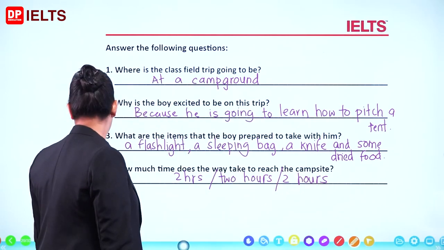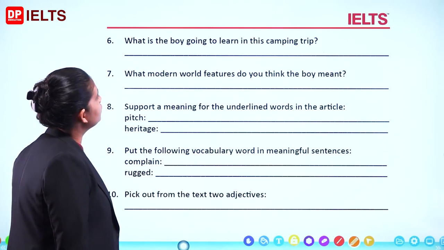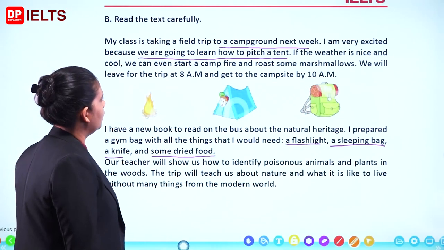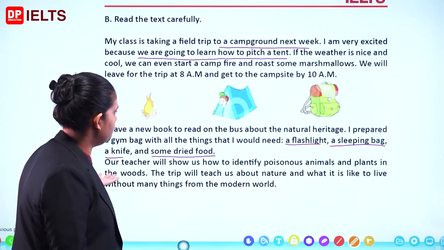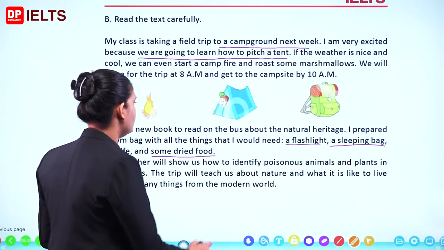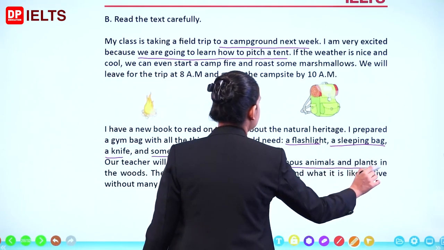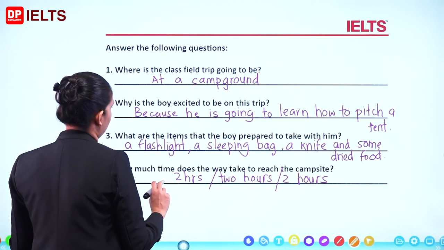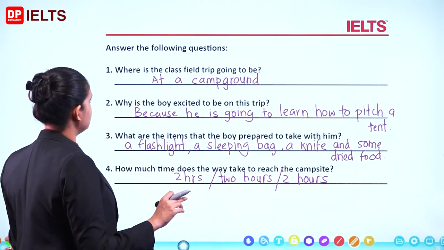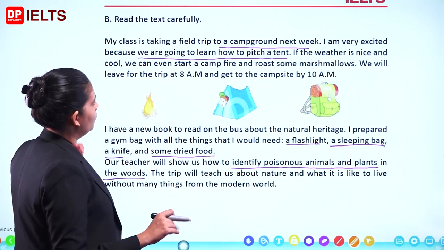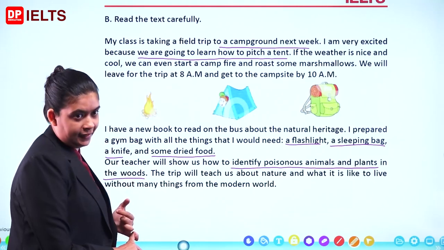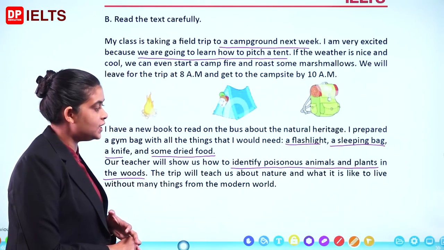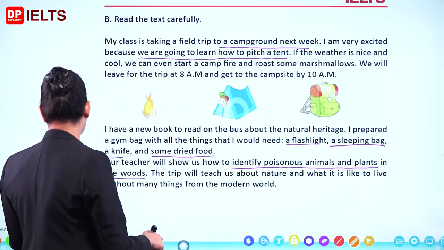Okay, so what is the boy going to learn in this camping trip? Right, so he's obviously going to learn how to pitch a tent and how to identify poisonous animals and plants in the woods. Okay, so he's going to learn 2 things. One is how to pitch a tent, and that is why he was excited, and also to identify poisonous animals and plants in the woods.